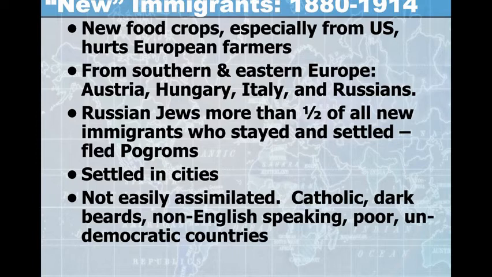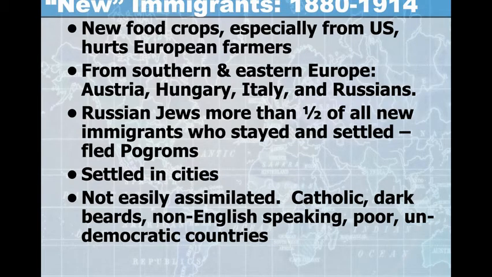So the new group is coming mostly from Southern and Eastern Europe, so Austria, Hungary, Italy, and Russians, with Russian Jews making up more than half of all new immigrants who stay and actually settle here. Okay, there's a fine distinction here: more Italians are going to come than anybody else. But a lot of Italians are going to go back to Italy. The Russian Jews who arrive, they arrive and they stay.